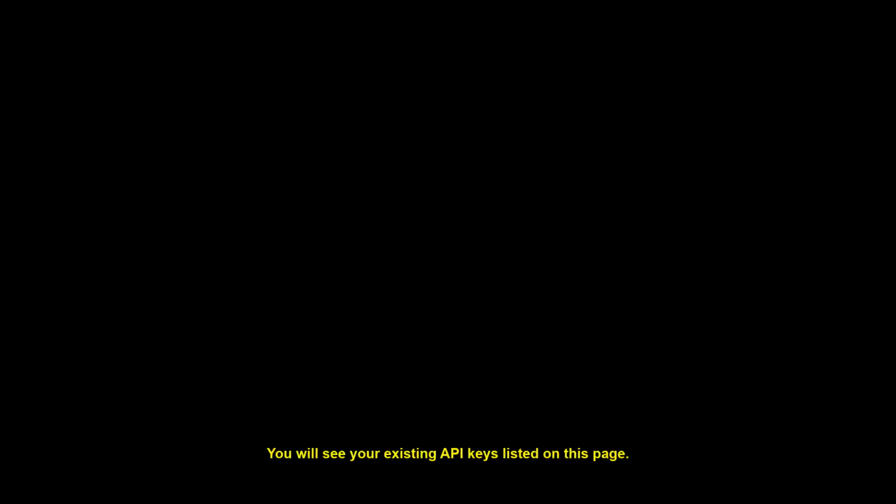You will see your existing API keys listed on this page. If no keys are present, click on the Create API Key button. Give your new API key a descriptive name for easy identification. After naming the key, click Create. Copy the newly created API key to your clipboard.